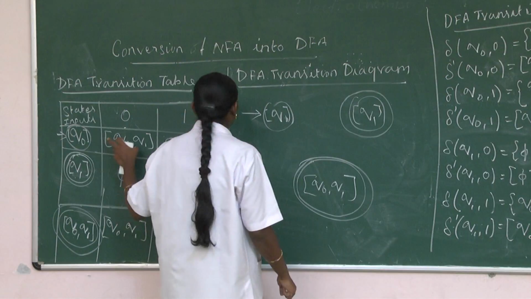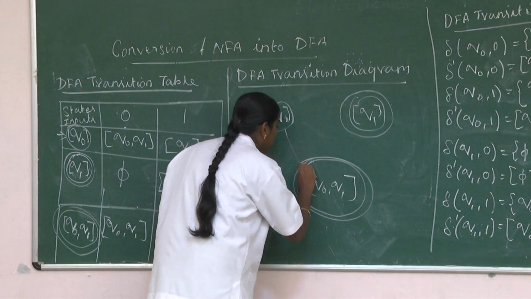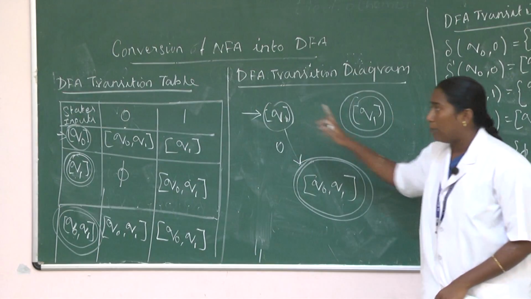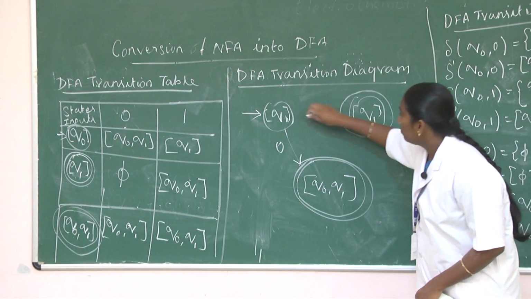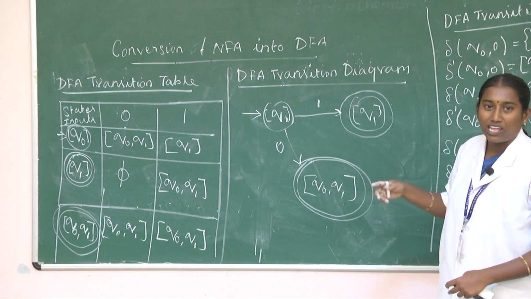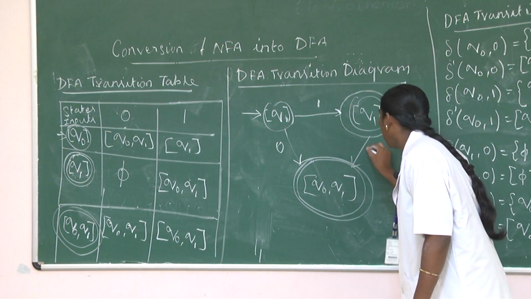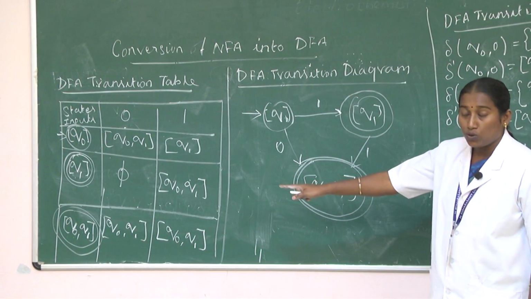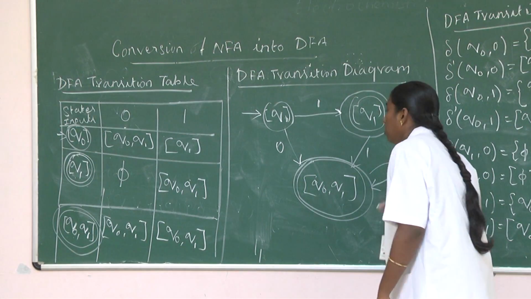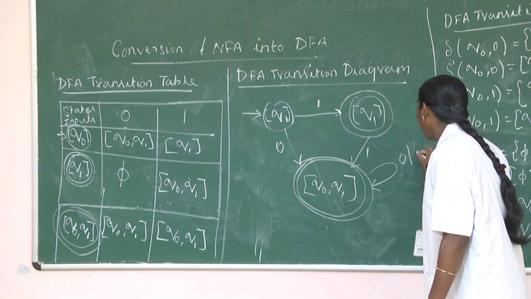Now you apply for Q0, if you give 0, it will go for Q0 Q1, so on 0 it will come here. Then for Q0, if you apply 1, it will go for Q1, so if I give 1, it will come here. Then for Q1, if I give 0, there is no state transition. For Q1, if I give 1, it comes to Q0 Q1. Then for the last state Q0 Q1, if I give 0, it will go for the Q0 Q1 state. For 1, it also goes for the same state. That's why I am representing it as 0 bar 1.